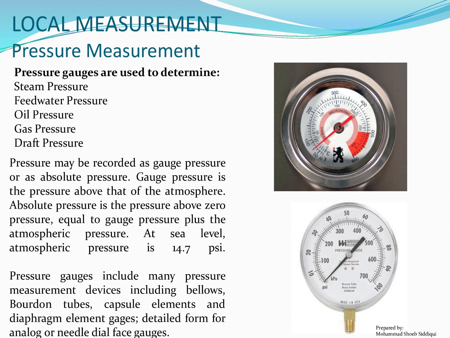Pressure measurement. Pressure gauges are used to determine steam pressure, feed water pressure, oil pressure, gas pressure and draft pressure. Pressure may be recorded as gauge pressure or as absolute pressure. Gauge pressure is the pressure above that of the atmosphere. Absolute pressure is the pressure above zero pressure, equal to gauge pressure plus the atmospheric pressure. At sea level, atmospheric pressure is 14.7 psi. Pressure gauges include many pressure measurement devices including bellows, Bourdon tubes, capsule elements and diaphragm element gauges, with detailed form for analog or needle dial face gauges.